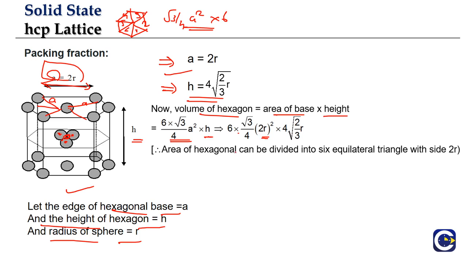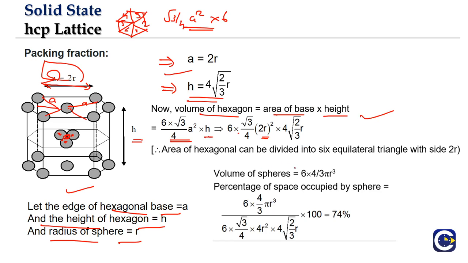Now if we want to calculate the packing fraction, what will be the packing fraction? Packing fraction will be the volume occupied by the spheres or atoms divided by the total volume. So this is the volume of the entire unit cell. Now we want to find the volume of the spheres, means as we already calculated, the effective count of atoms for a unit cell will be what? 6. So total volume of the spheres will be 6 into 4 by 3 pi r cube.